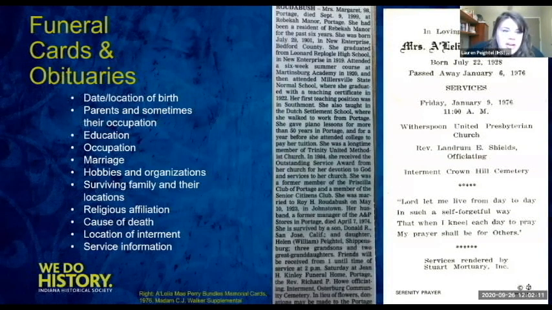So obituaries are an obvious resource, but are we using them to their full potential? Obituaries are often tucked into funeral cards or funeral programs when we come across them in boxes, but maybe they got separated or they were just clipped individually. We've touched upon when obituaries pop up in people's records too.